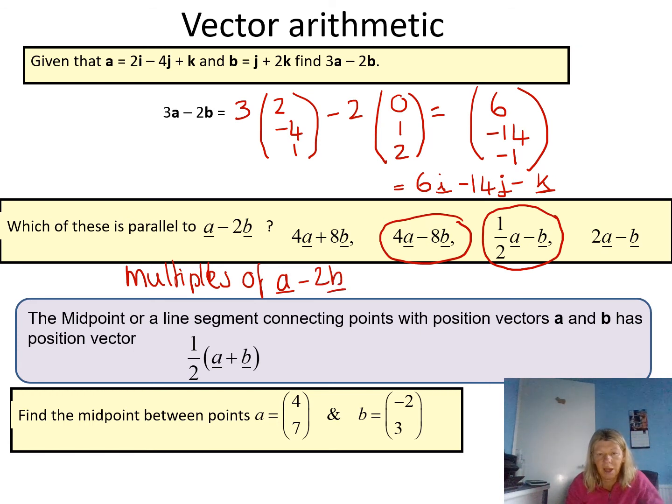Right, the midpoint of a line segment connecting points with position vectors a and b has position vector half of a plus b. So the midpoint's just half of a plus b. Find the midpoint for these two vectors here. So all we have to do is work out what's half of a plus b. So we'll do the plus in now. 4 plus minus 2, 2. 3 plus 7, 10. And then that equals 1, 5. So that would be the midpoint of that line joining those.